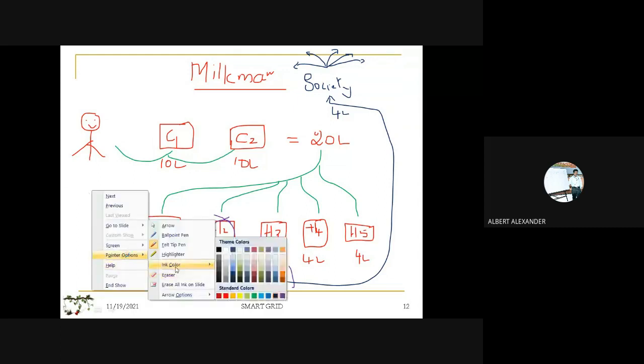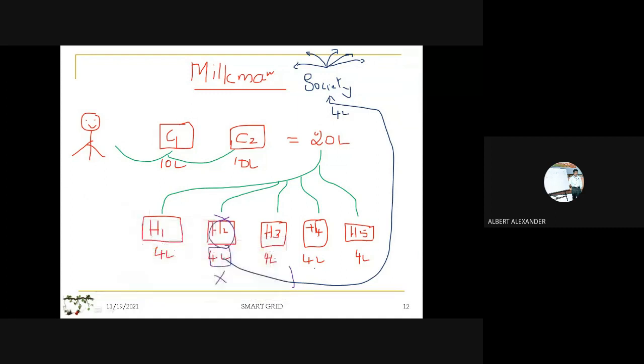In another fine day, let us say that the house number 4 is saying, milkman, in my house my relatives are coming, so I need some 6 liters of milk extra. So totally I need some 10 liters of milk.